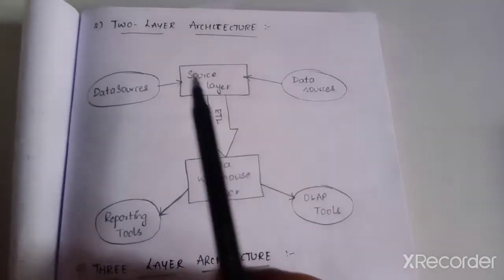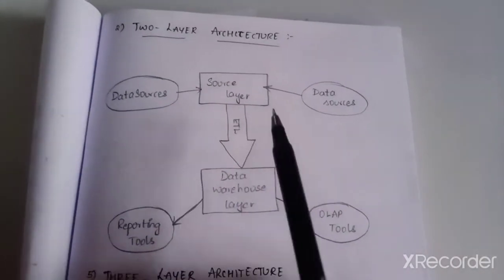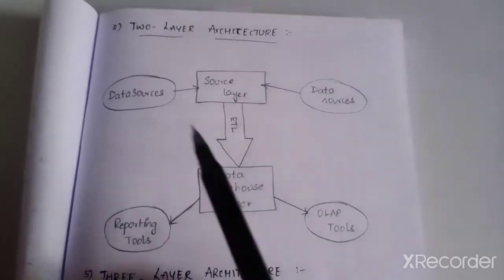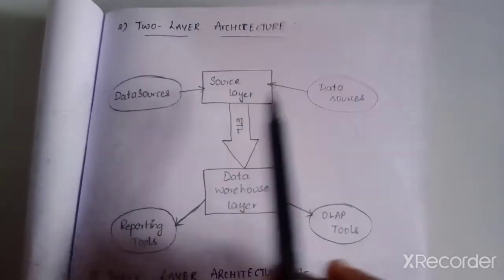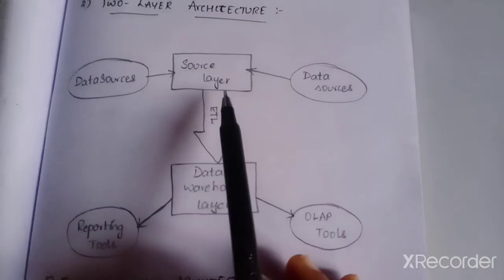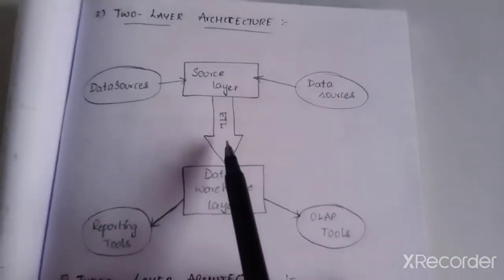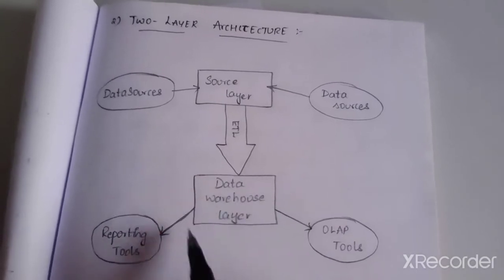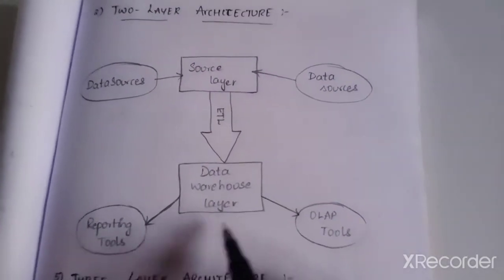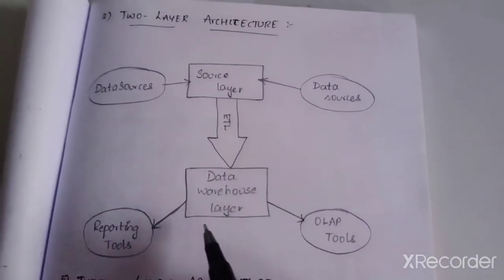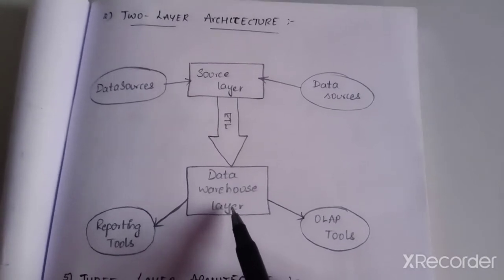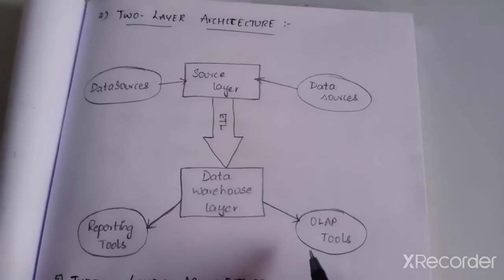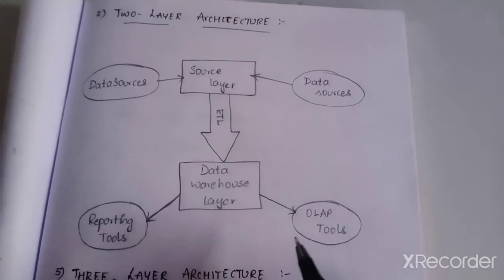In two layer architecture, we have two layers: source layer and data warehouse layer. In this, the data will be collected from different sources by the source layer, and after performing ETL operations, the data is going to be loaded into the data warehouse layer. And whoever wants to access the data from this data warehouse layer can access it by using reporting tools and OLAP tools. Next one is three layer architecture.